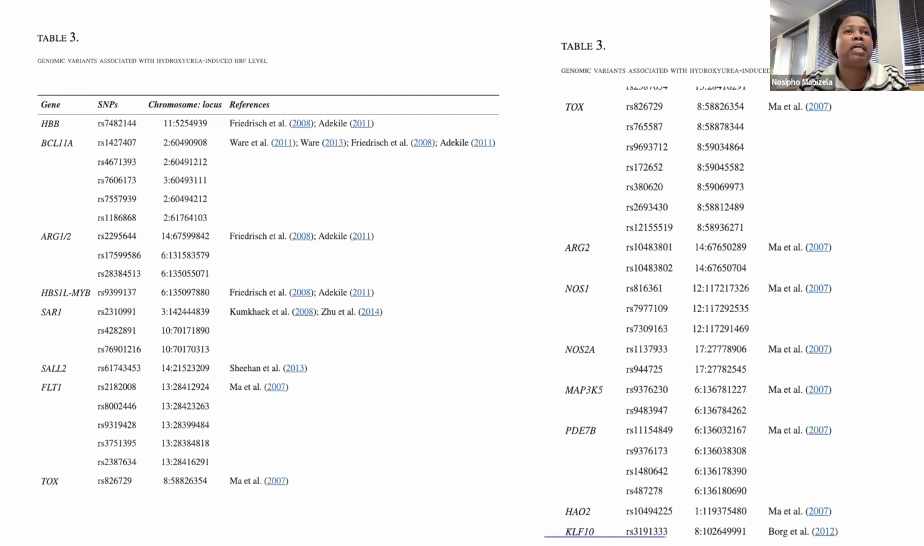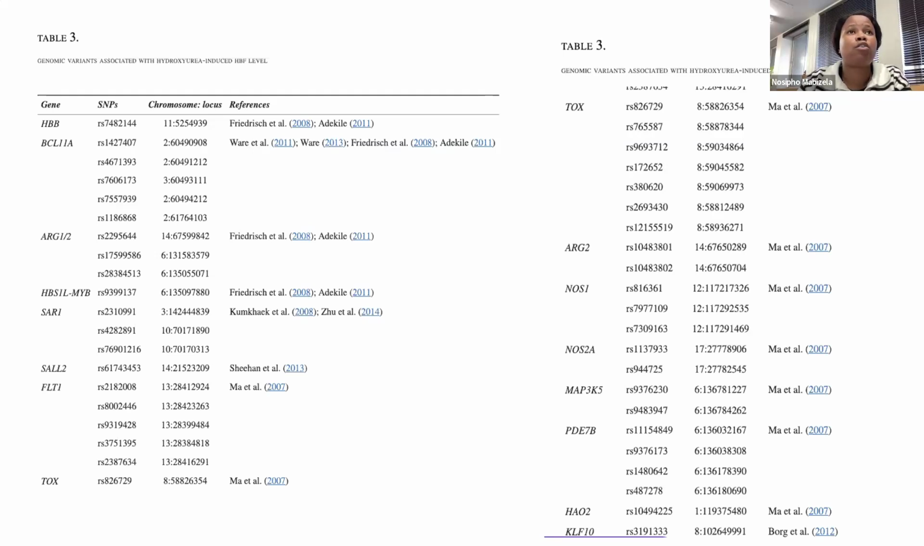We also wanted to see if there is any study that has looked at the genetic variation that is associated with hydroxyurea induction, because we know that hydroxyurea increases the level of fetal hemoglobin. It has been seen that if you have a high level of fetal hemoglobin, you are responding well to the medication. That means you have less clinical manifestation of phenotype.